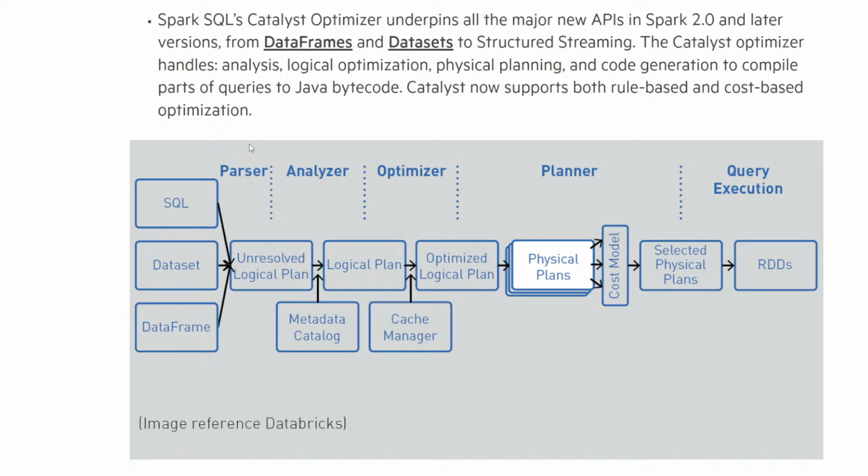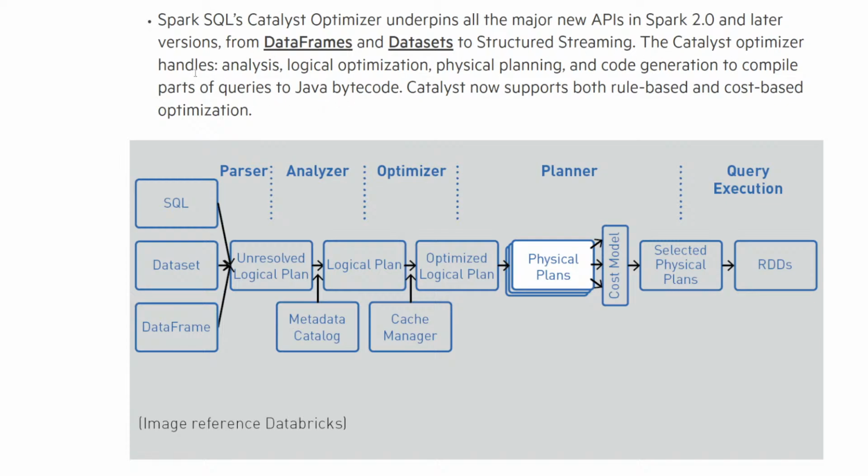The next one is Spark SQL's Catalyst Optimizer, which is part of the optimizer here in the picture. Catalyst Optimizer underpins the major new APIs in Spark 2.0 and later versions. If you're using old Spark with RDDs, now DataFrames and Datasets have been introduced, and that helped with the performance as well.